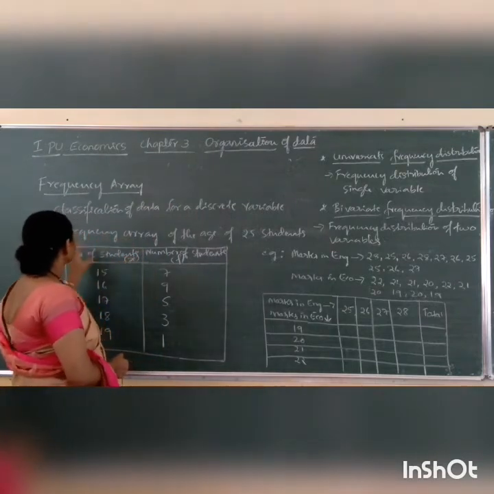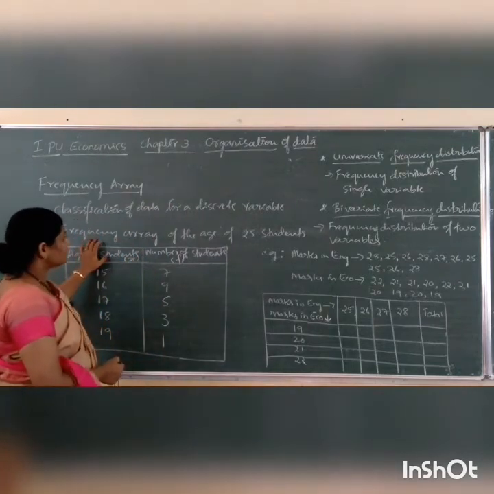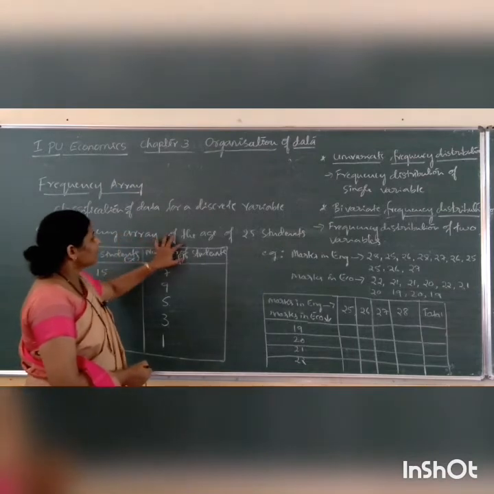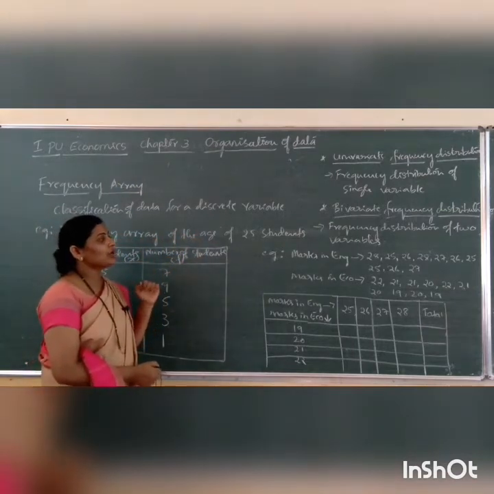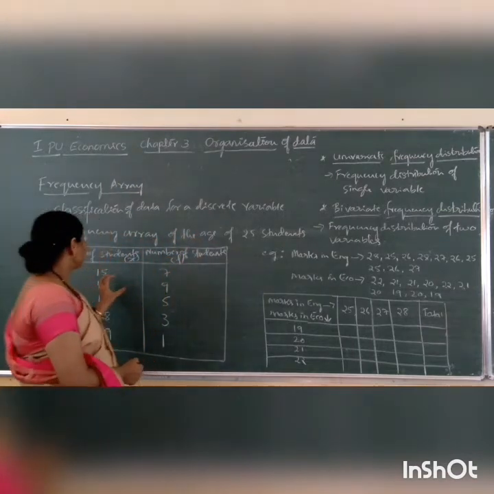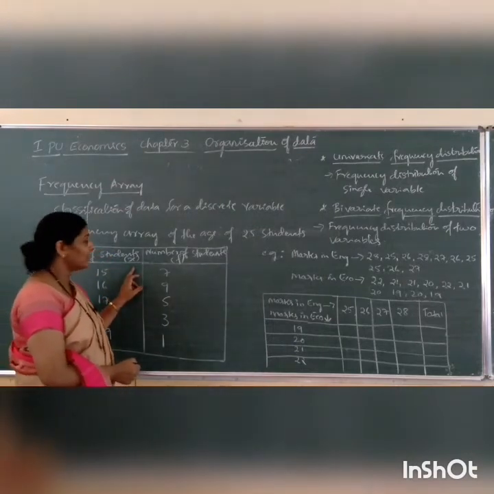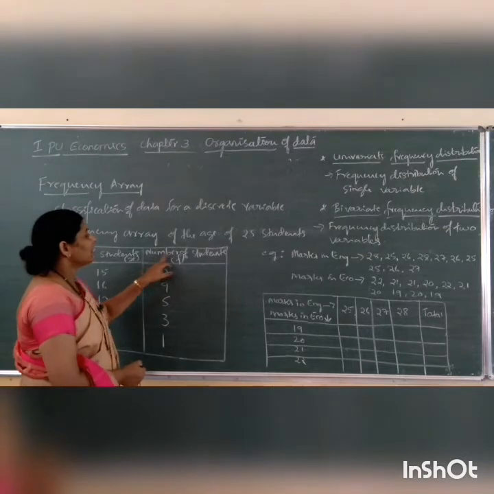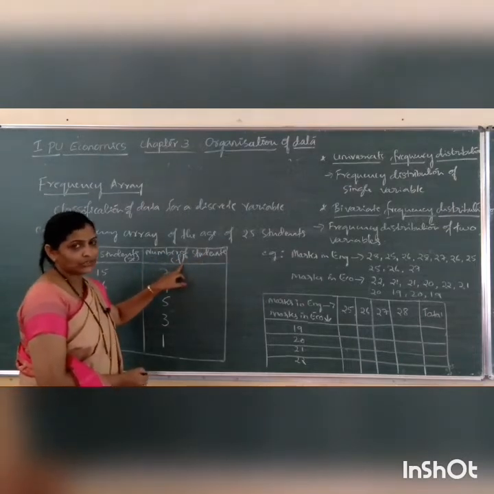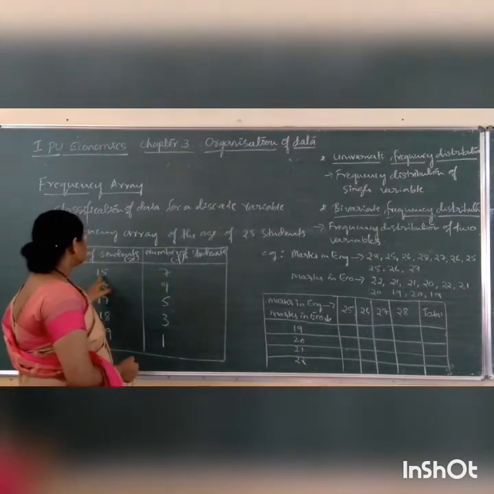Here I have given one example and it gives us information about frequency array of the age of 25 students. So in this column I have written age of students and this one is x variable and number of students, it shows frequency.